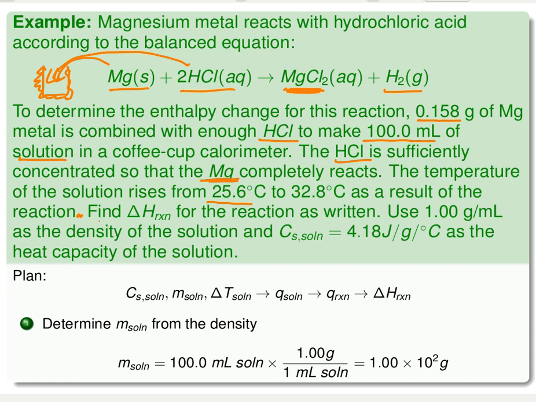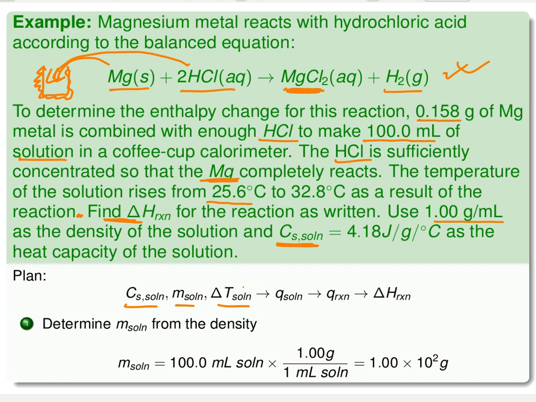But we want to take it a little bit further, and we actually want to determine delta H of the reaction as written above here. And we're going to make a couple of assumptions. We're going to assume that the solution's density is that of water, 1 gram per milliliter, and that the heat capacity of the solution is also going to be that of water, 4.18 joules per gram per degree Celsius. So with all of these given values, we know C, we know the mass of the solution, we know the change in temperature of the solution.